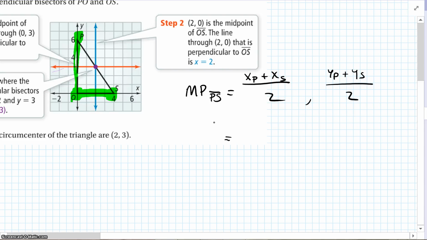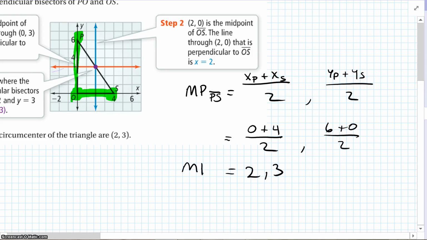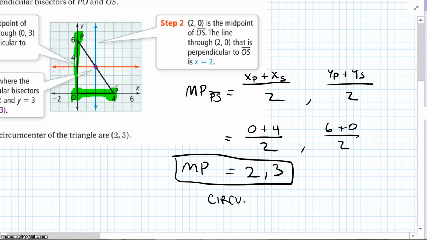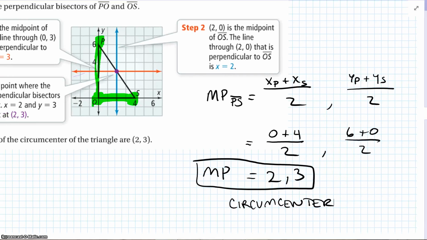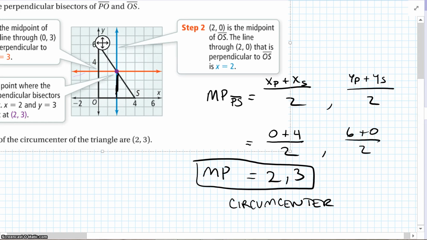So the x of P is 0. The x of S is 4. So 0 plus 4 over 2 is 2. The y of P is 6. The y of S is 0. So 6 over 2 is 3. So the midpoint of this is 2, 3. That is also the circumcenter. All right. We could have also gone a different way, and we could have found the perpendicular bisectors of each line, which would have given us the exact same answer.